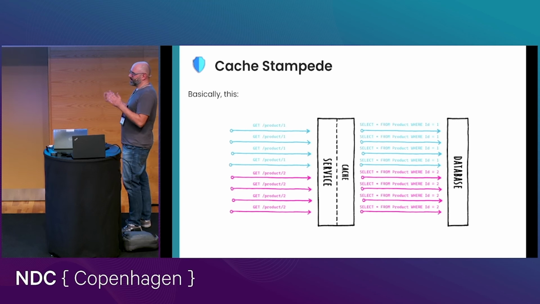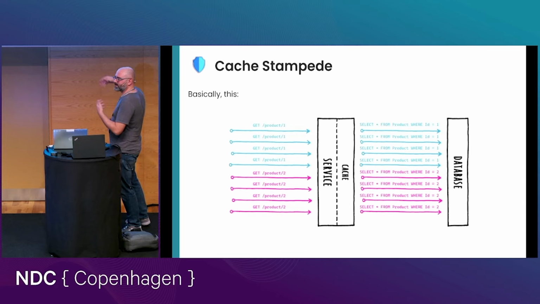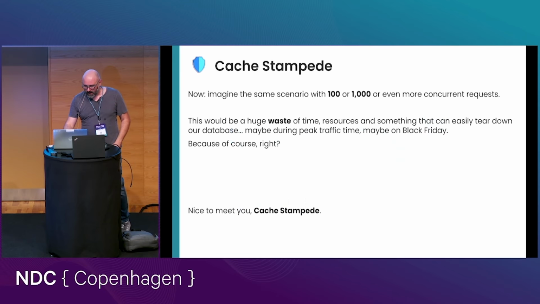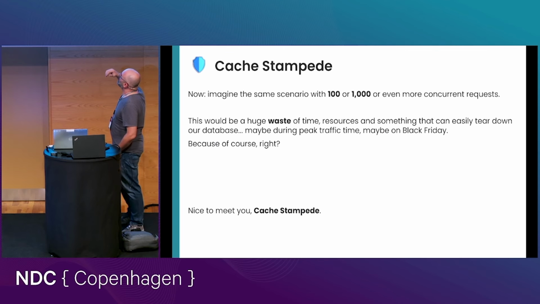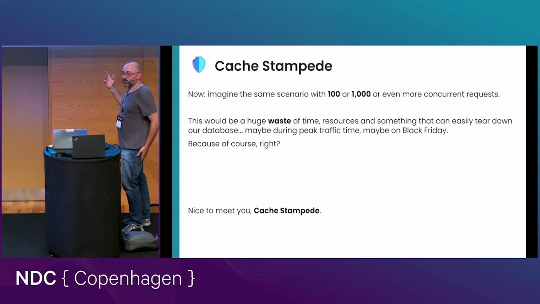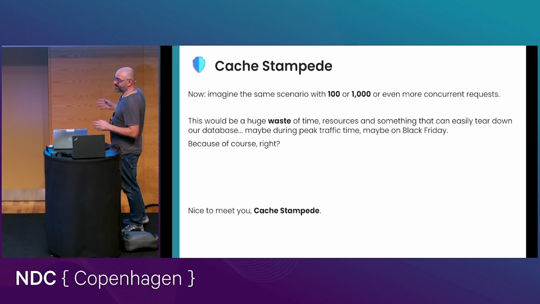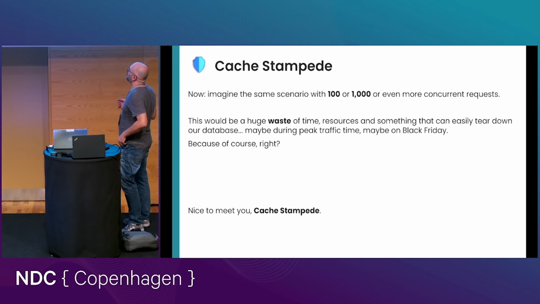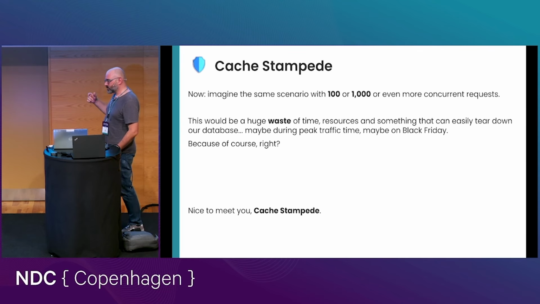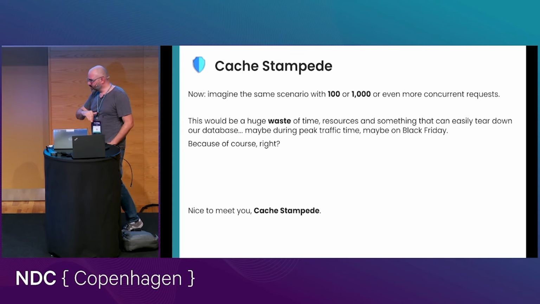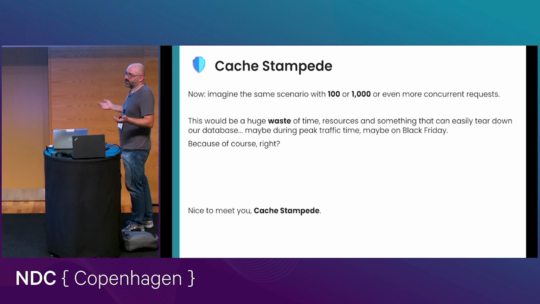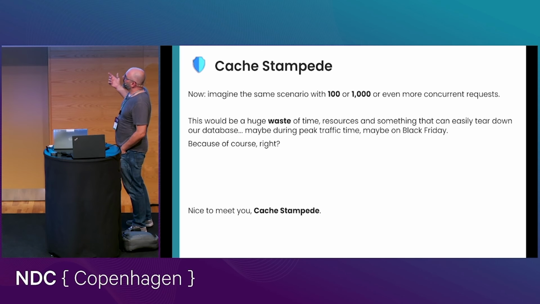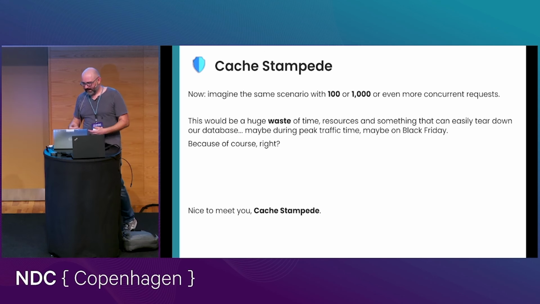But product 1, in a certain moment, is always product 1. It doesn't need to go to the database for all of the requests, right? So imagine the scenario for 100 concurrent requests, or 1,000, or even more. I've been there. It's a waste. It's a real waste of resources and time. And it's something that in production, when you have a peak of traffic, can tear down your database because it's a lot of traffic that is honestly useless. So, of course, during peak traffic, that's a given, like during Black Friday. And nice to meet you, Cache Stampede.